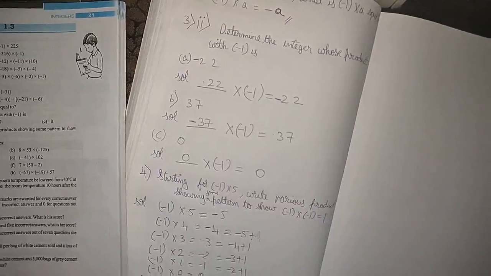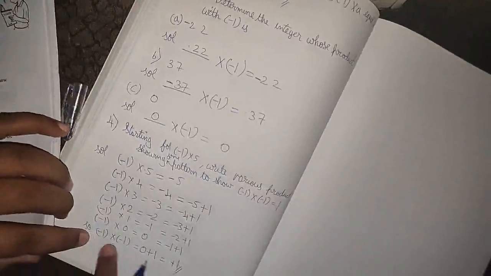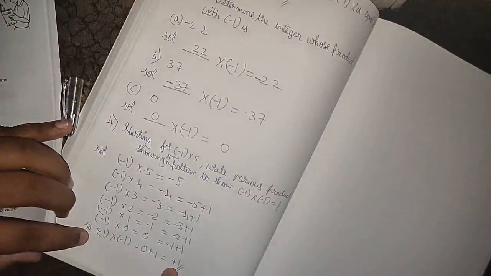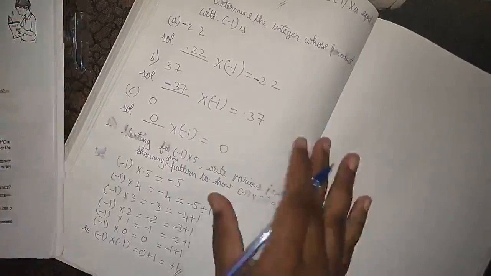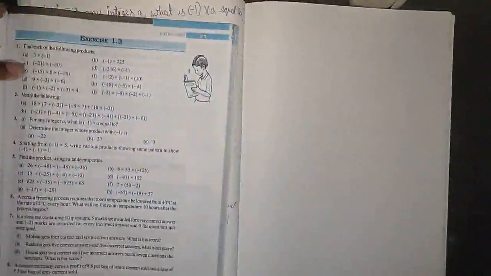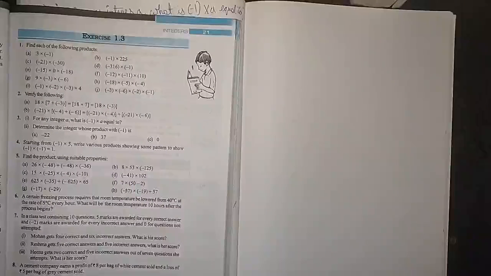So this will be your answer. Okay. See, minus 1 into minus 1 will be equal to 0 plus 1. So you will get plus 1 as the answer. This is the solution for your fourth question. Let us go to the fifth question. What is the fifth question? Let us see what is the fifth question.